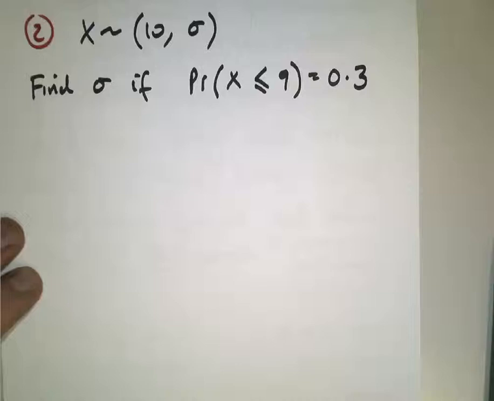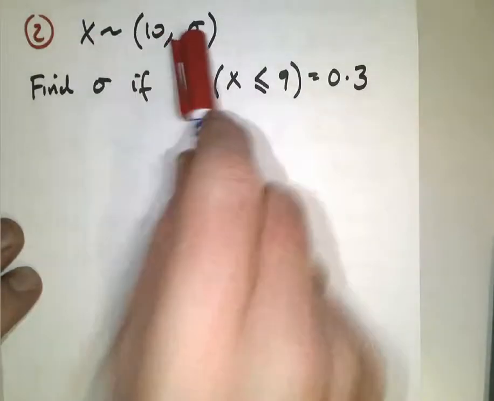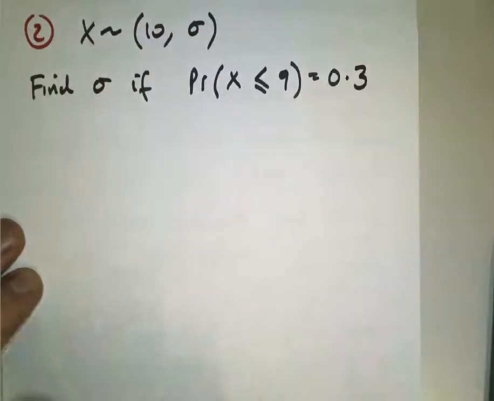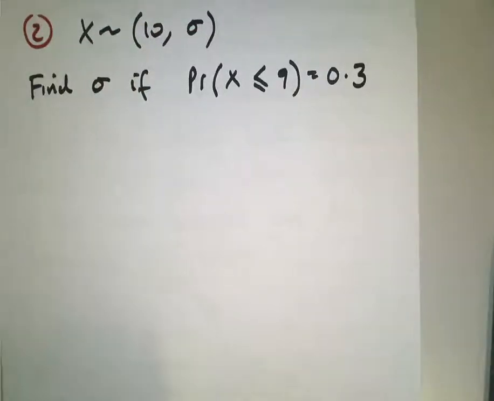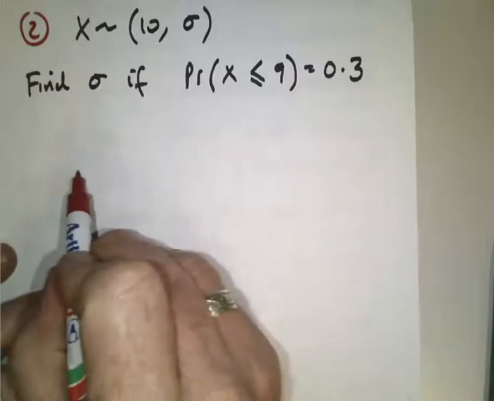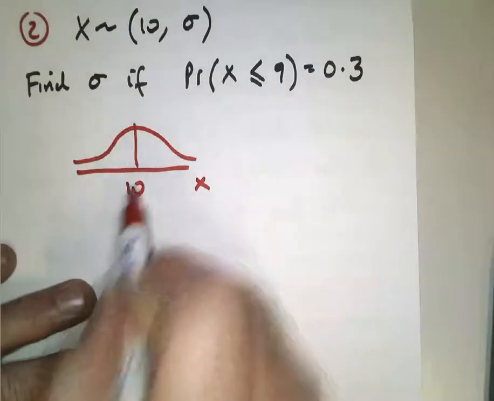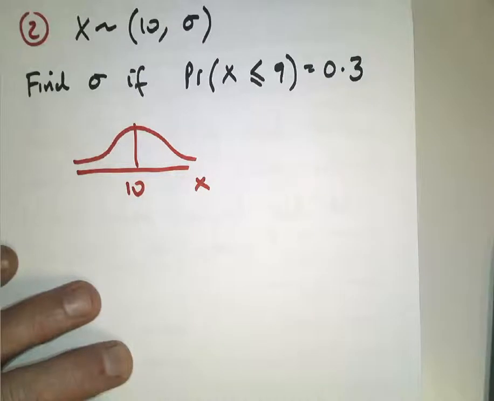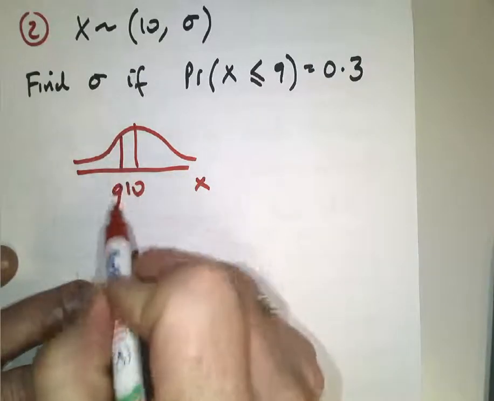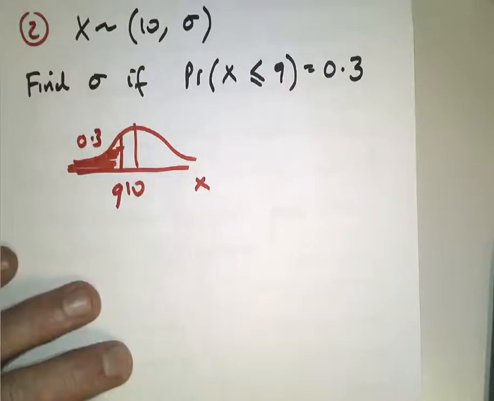A second example of how to use Z is when I've been given that X is normally distributed and I've been given the mean, but I don't know the standard deviation. But I do know the probability that X is less than 9 is 0.3. So if I was to graph X, it's going to have a mean of 10, but I don't know its standard deviation. But less than or equal to 9 is a probability of 0.3.